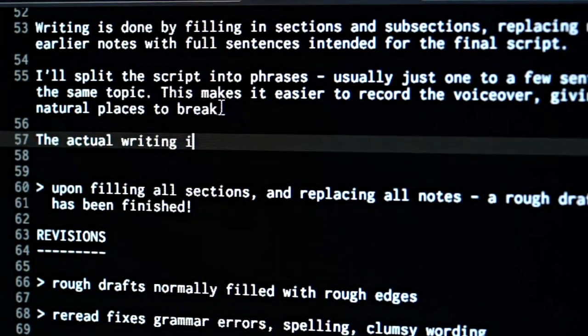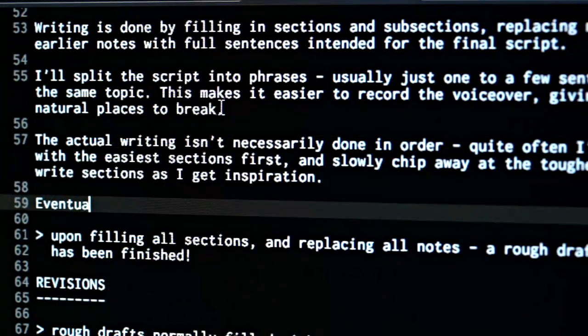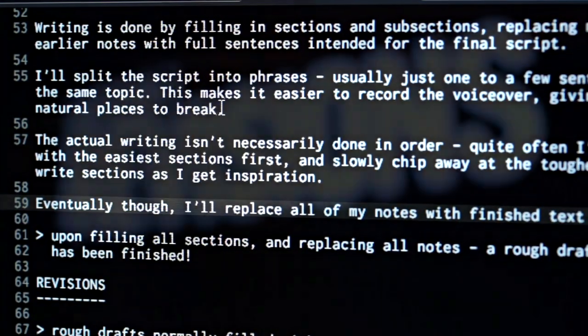The actual writing isn't necessarily done in order. Quite often I'll start with the easier sections first and slowly chip away at the tougher to write sections as I get inspiration. Eventually though, I'll replace all of my notes with finished text, and at that point the script is essentially complete. Unrefined and certainly not finished, but complete nonetheless.